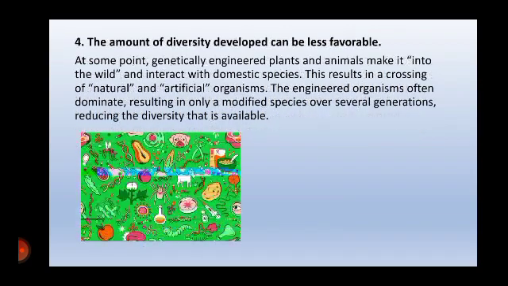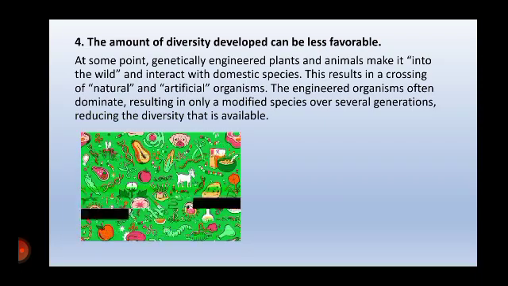Number 4. The amount of diversity developed can be less favorable. At some point, genetically engineered plants and animals make it into the wild and interact with domestic species. This results in a crossing of natural and artificial organisms. The engineered organisms often dominate, resulting in only a modified species over several generations, reducing the diversity that is available.